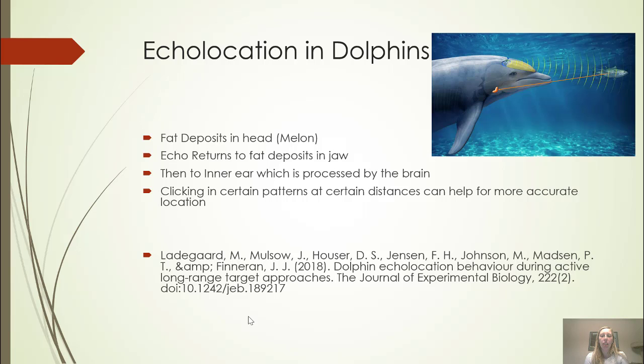Depending on the size of the toothed whale, this melon also kind of varies in size. It's the most pronounced you'll see on the beluga whale I'm going to talk about here in a minute. They have a very pronounced melon on the top of their head, which is really kind of interesting.